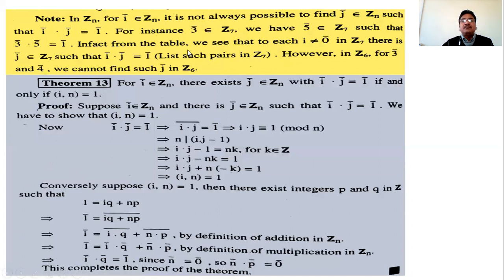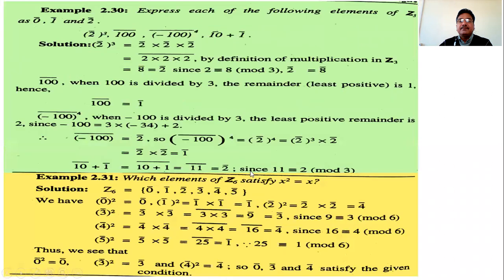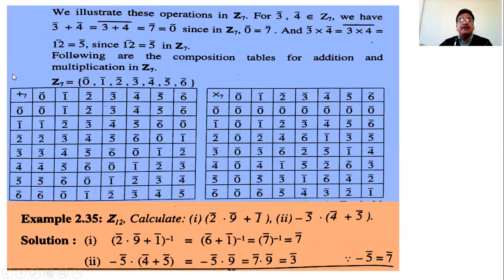In fact, from the table, we see that to each I bar not equal to 0 bar in Zn, there exists J bar in Zn, Z7, such that I bar into J bar is equal to 1 bar. If we observe this table, then 1 bar into 1 bar is 1 bar. So this is a pair: 1 bar into 1 bar is 1 bar.